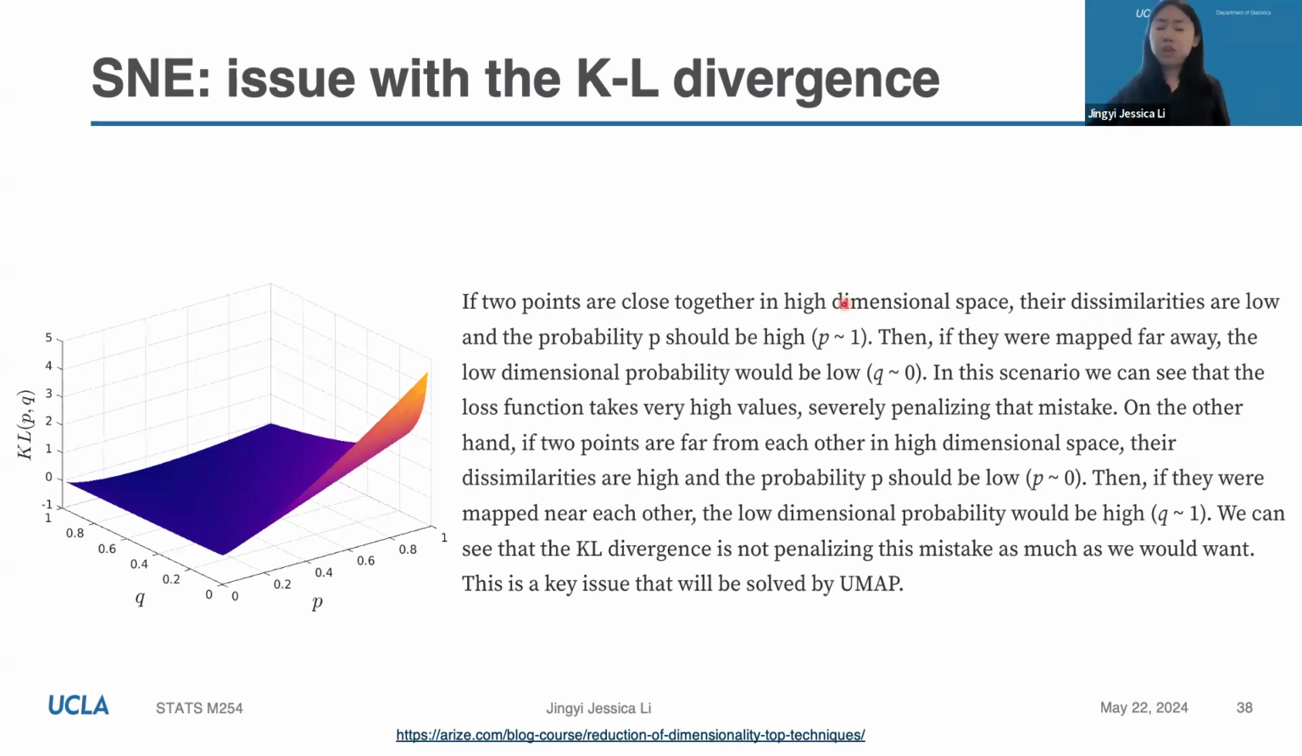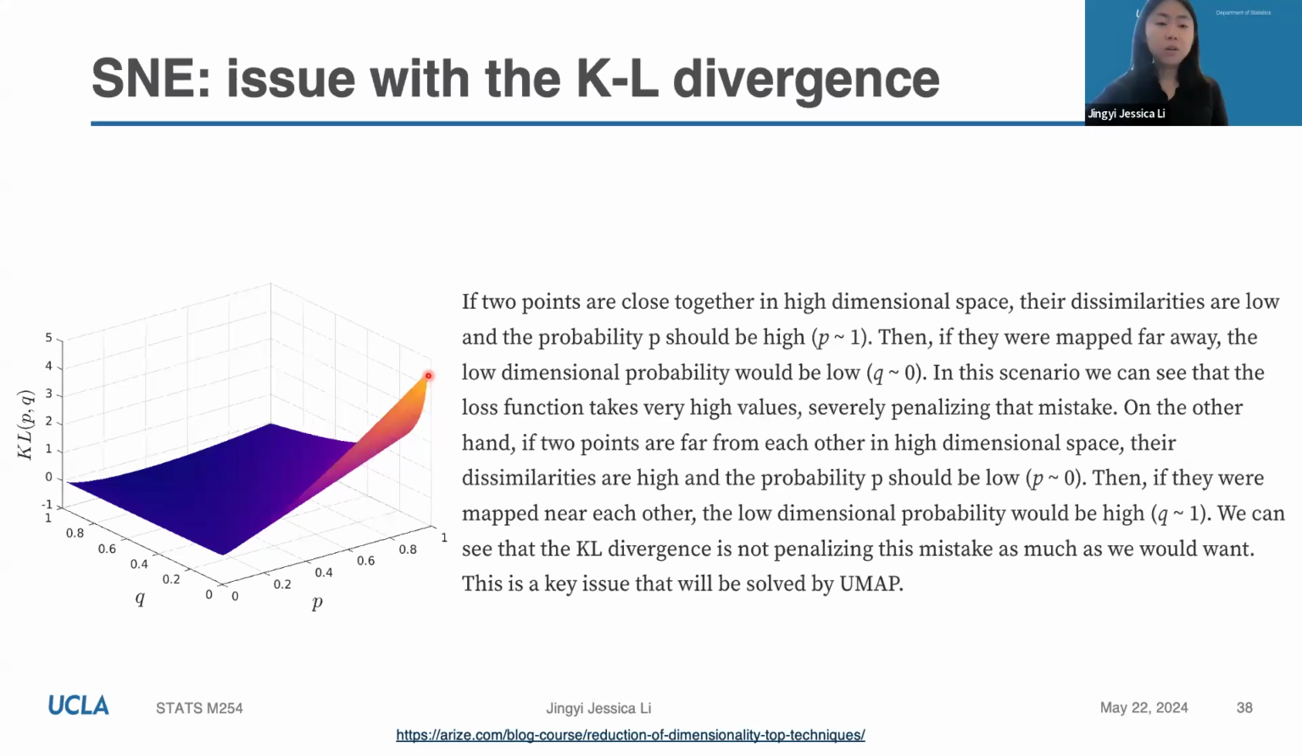So if, say, the Euclidean distance is 0 in high dimensions, then P should be equal to 1 by definition. So when P equals 1, we're in this end. Look at this curve right here. Then if the 2 points are mapped far away in the low dimensional space, then Q should be 0. In this scenario, P is 1, Q is 0, you are right here. Then we can see the loss function takes very high values. It's not good. It's not ideal.